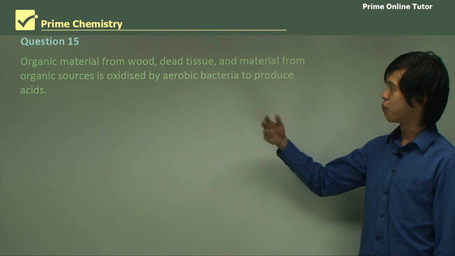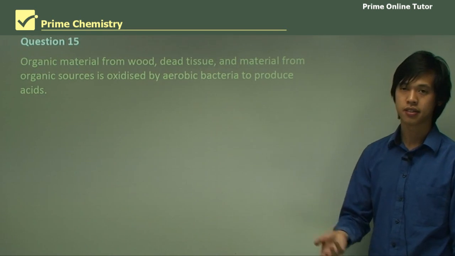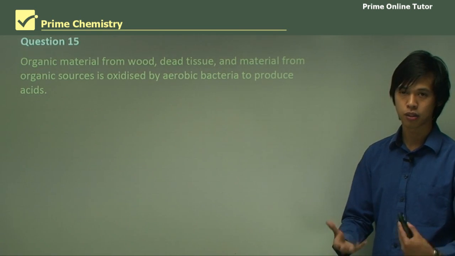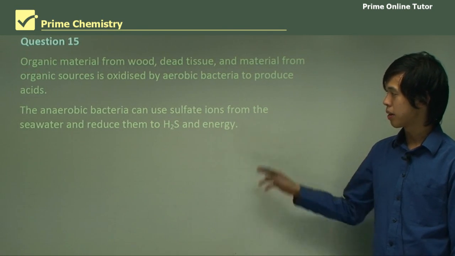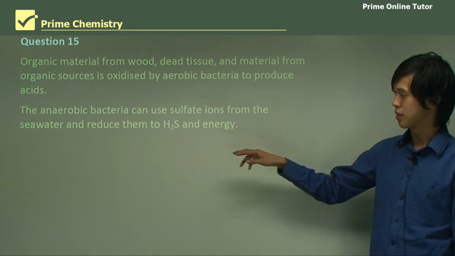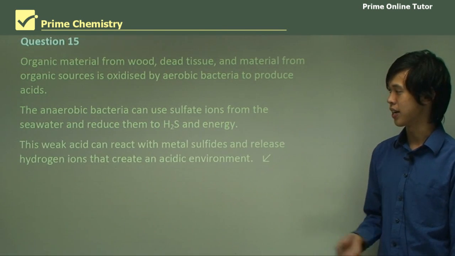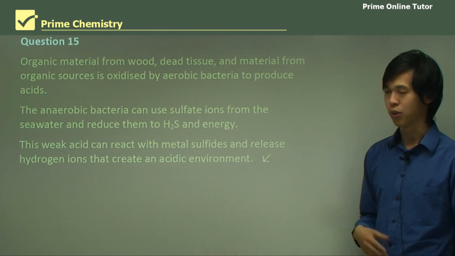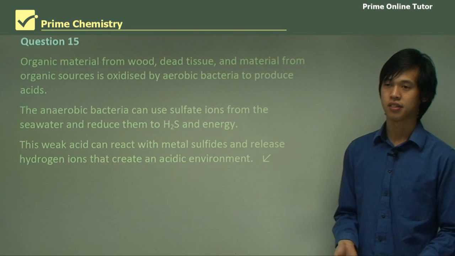Now, organic material from wood and dead tissues is oxidized to produce acids. Okay, so oxidation of these organic materials helps to produce acids. And the anaerobic bacteria can use sulfate ions from the seawater to produce H2S, and the H2S is a weak acid and also reacts with metal ions to produce more hydrogen ions. Okay?